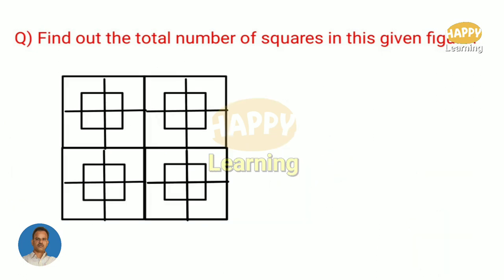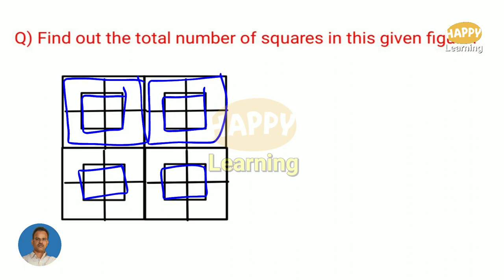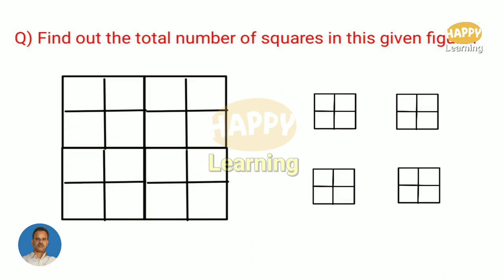Next, here a different picture is there. So we have 5 squares in this one, 5 squares in this one, 5 squares in this one, 5 squares in this one. So 5 fours are 20. Then 5 in this part, 5 in this part, 5 in this part, 5 in this part. So 5 eights are 40. Total we have 40. Let us separate this diagram. So here we got this is 1, 2, 3, 4 squares and 4 columns.